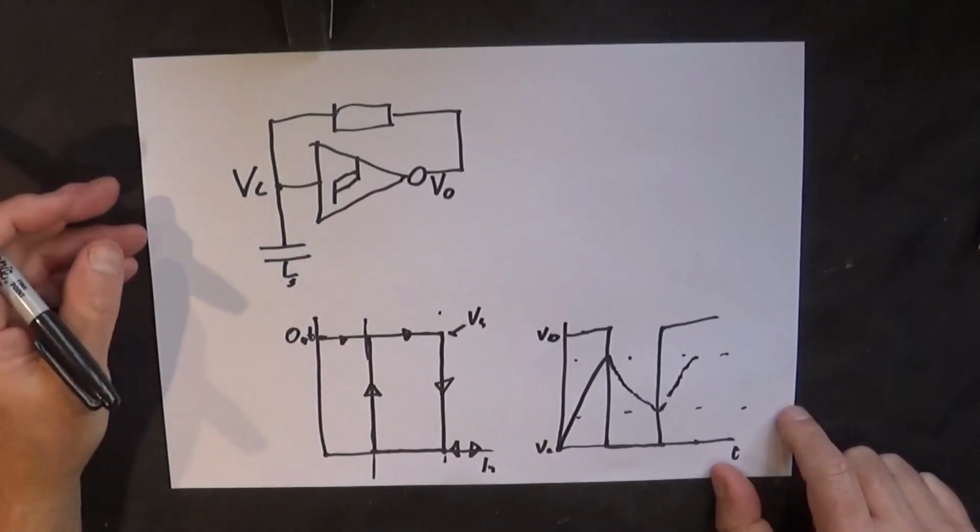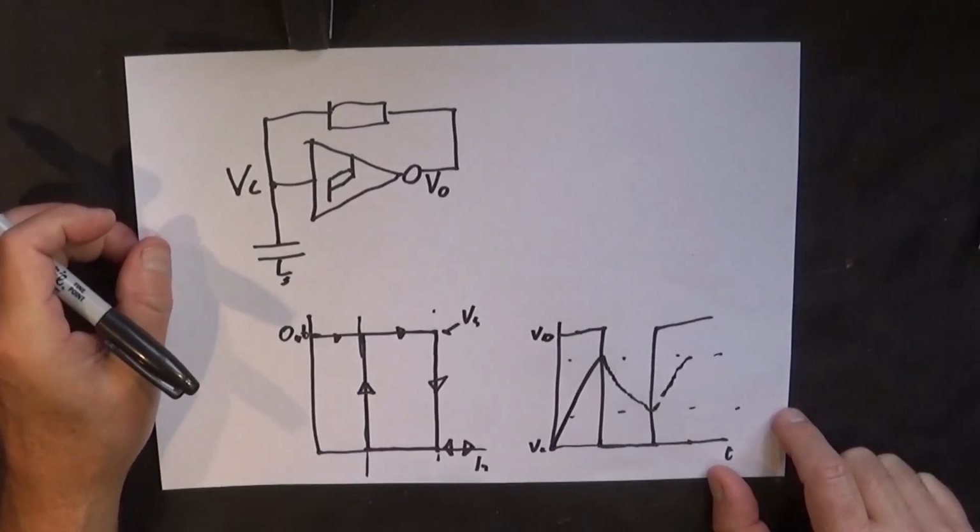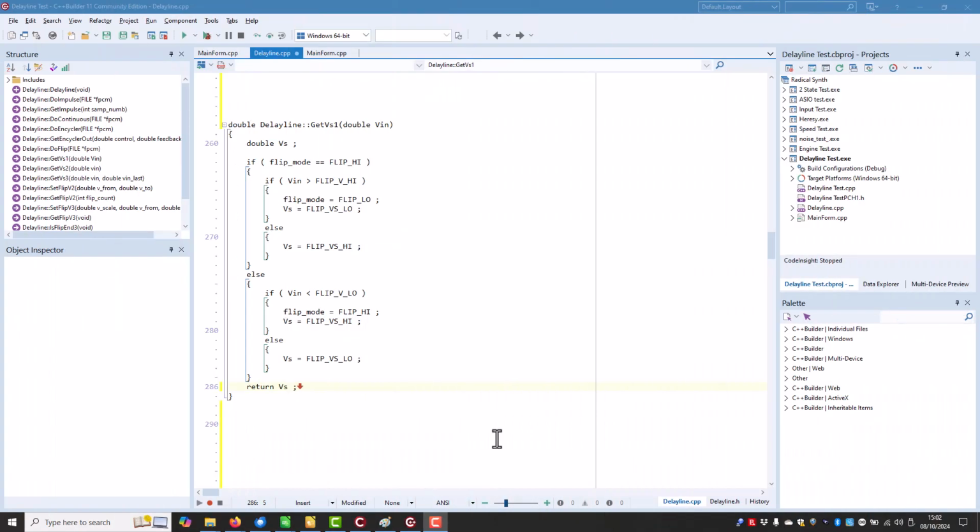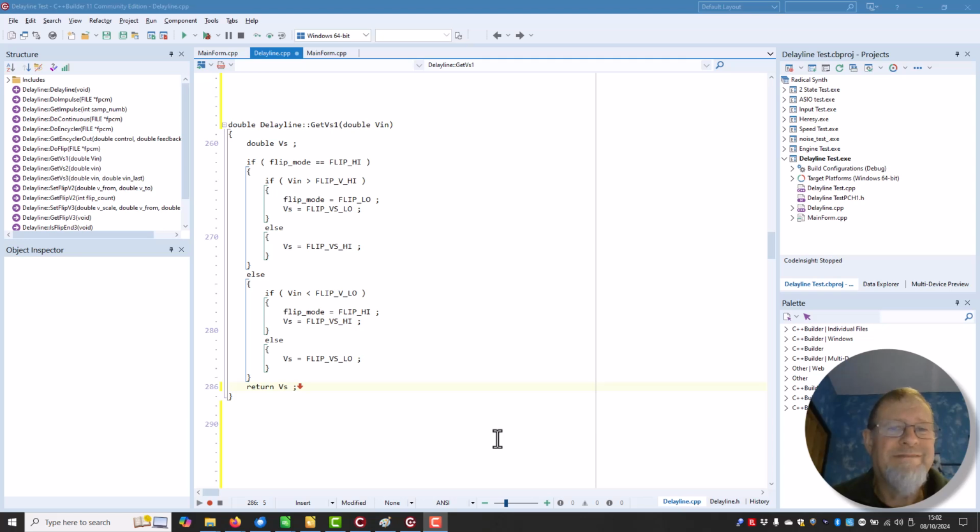So let's try and make one of those in software. Okay, so here it is. We've been through this at the start of these videos. Basically, if it's greater than a voltage, flip the output. Very crude, very simple, and as we saw the first time we tried it, not very effective.